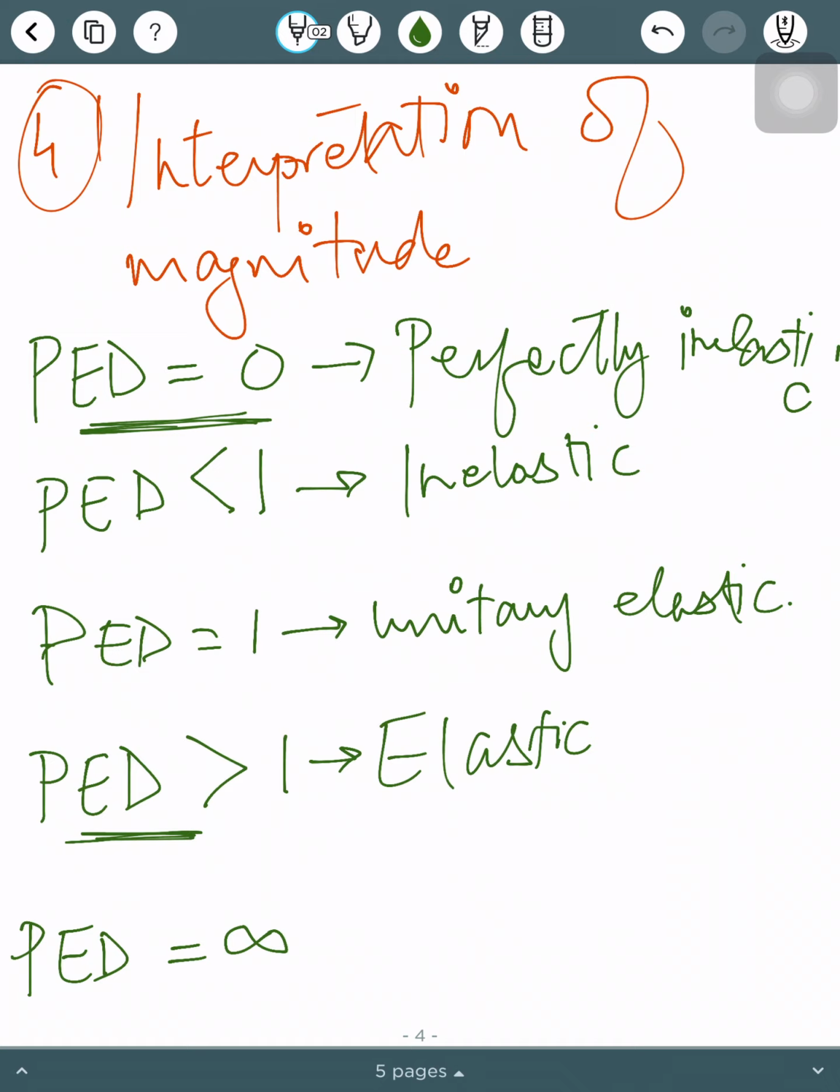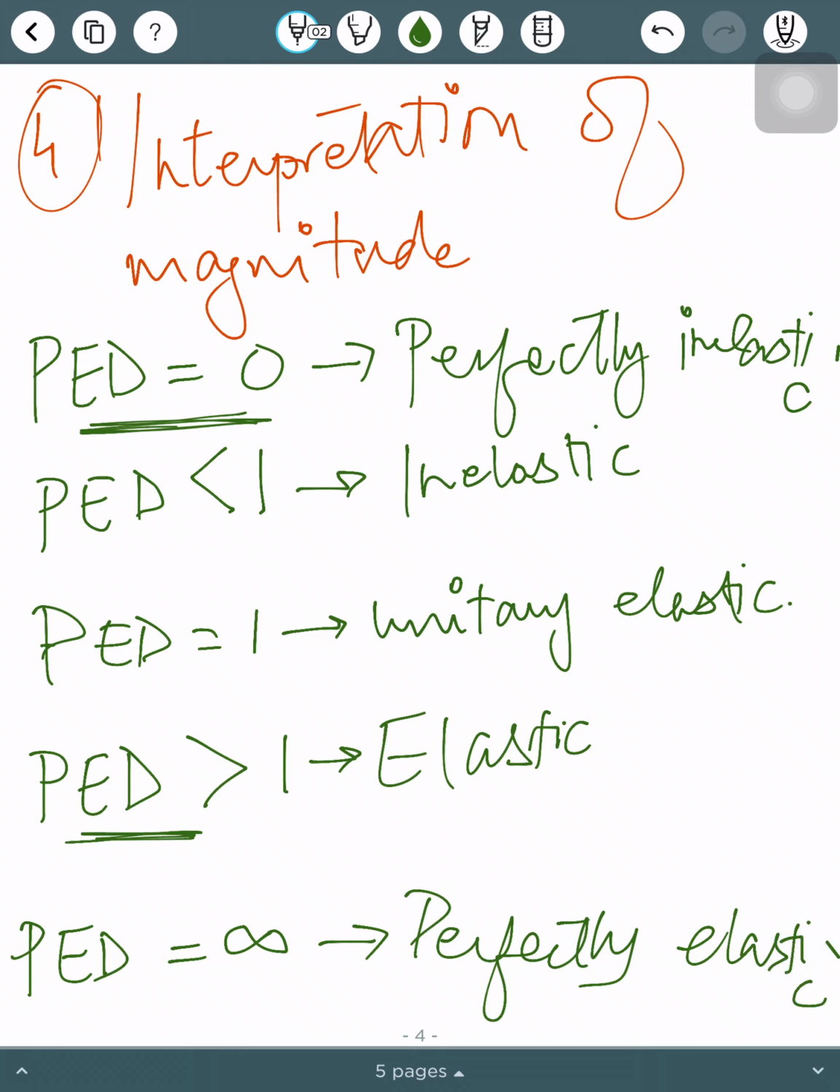So life-saving drugs are the closest example of perfectly inelastic demand that we see in our real life. Okay, so this last case of PED is infinity, this is perfectly elastic demand. And let's look at when we get the answer of infinity.